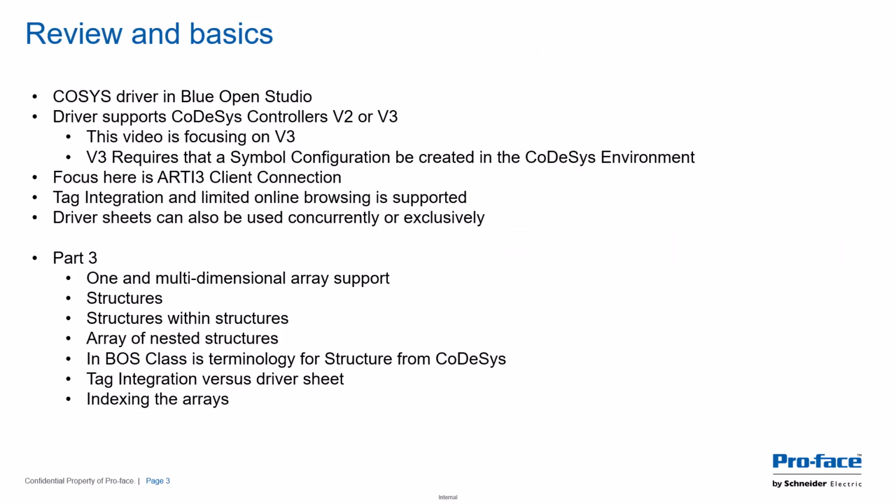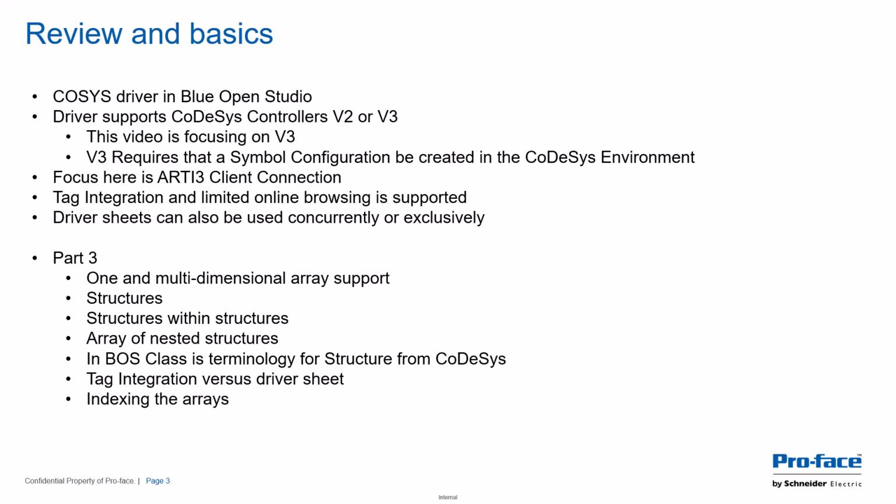So again, in summary, I'm not going to do the top part. I have done that in the first two parts, and you're free to pause and review that. But here in part three, we're going to talk about how Blue Open Studio supports one and multi-dimensional arrays. We're going to talk about how Blue Open Studio supports structures. We're going to talk about how it supports structures within structures. So you could call that, say, nested classes, for example. And then we can talk about arrays of nested structures.